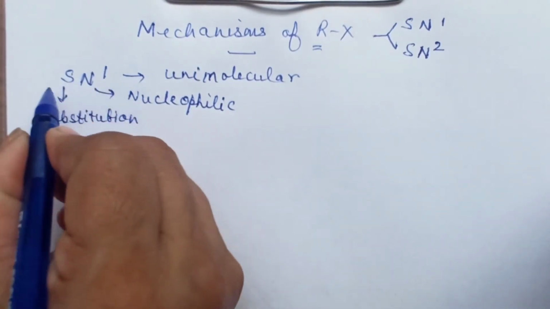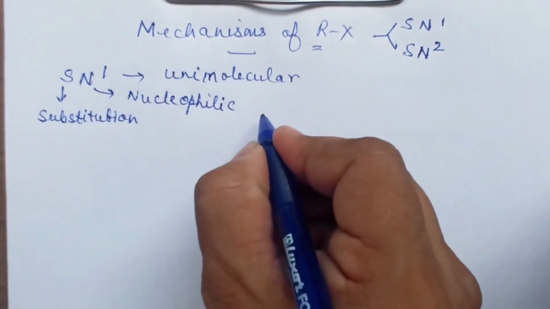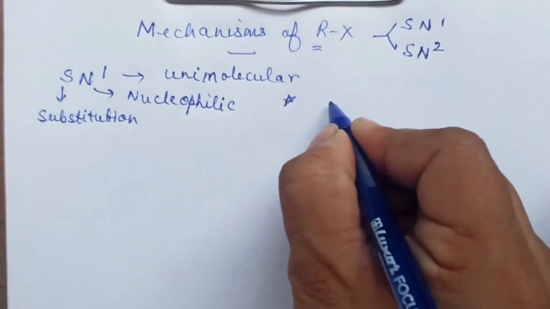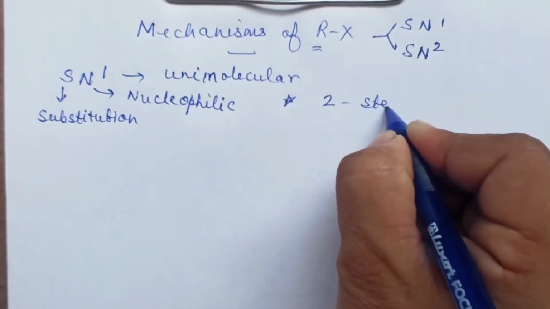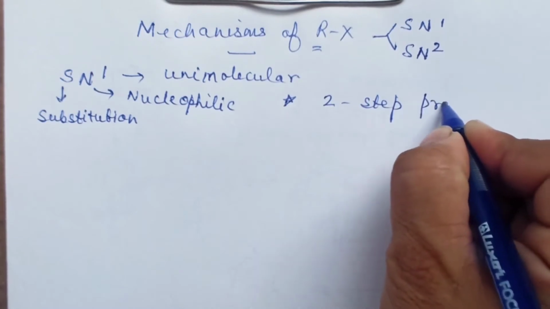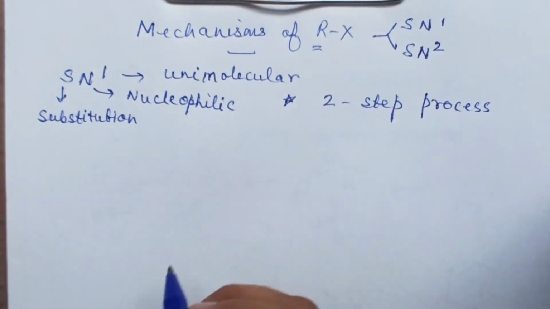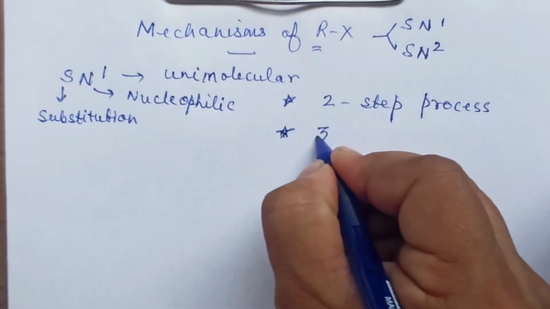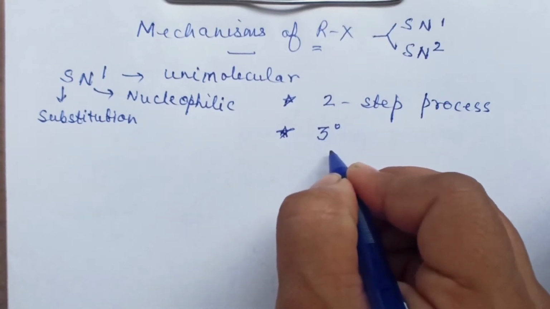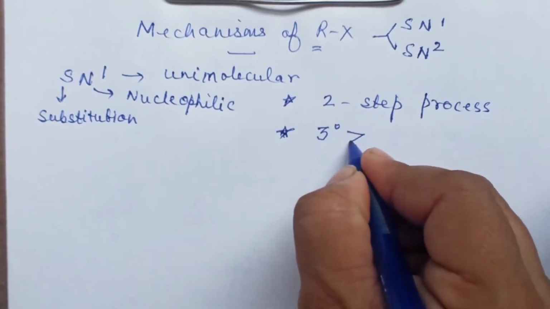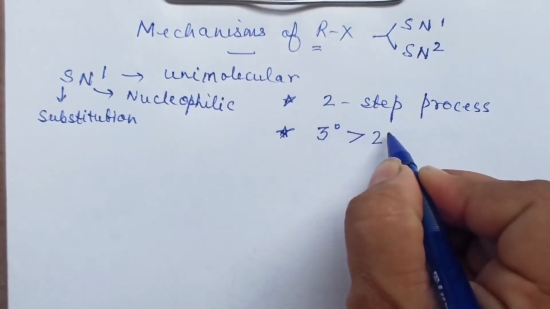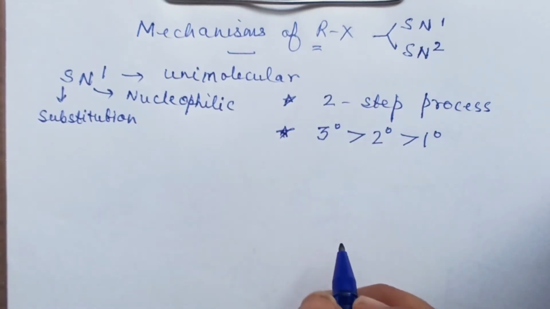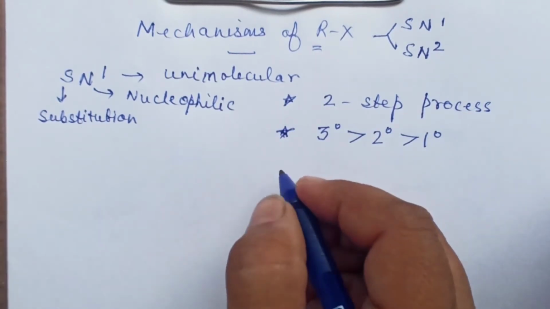The SN1 mechanism is a two-step mechanism. I will write all the points first, then I will explain exactly what is happening in it. First point, it is a two-step process. And mainly 3-degree alkyl halides prefer undergoing the SN1 mechanism. So what is the order we can say? 3-degree alkyl halides have the maximum tendency, then 2-degree and then 1-degree. This is the order in which SN1 reactions occur.